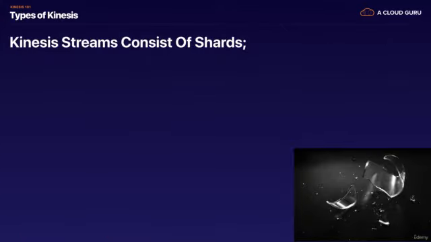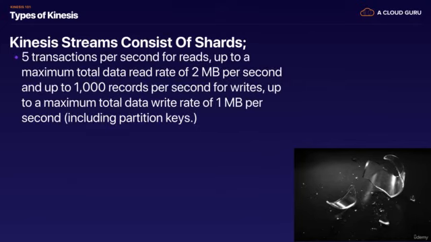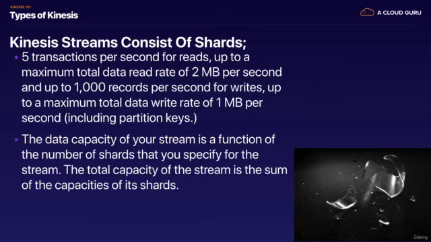So Kinesis Streams consists of shards. Shards are basically 5 transactions per second for reads and up to a maximum total data read rate of 2 megabytes per second, and up to 1,000 records per second for writes, and up to a maximum total data write rate of 1 megabyte per second. So that's what an individual shard consists of. And then the data capacity of your stream is a function of the number of shards that you specify for a stream. And the total capacity of the stream is the sum of the capacities of its shards.